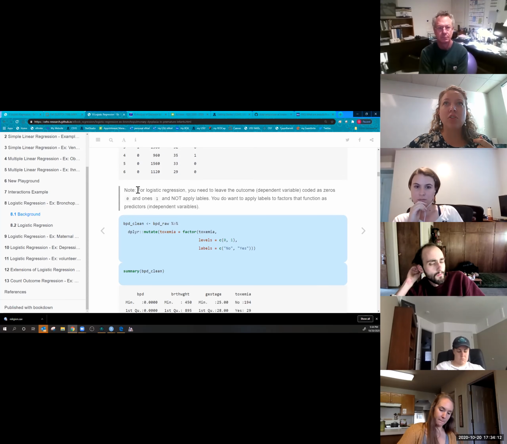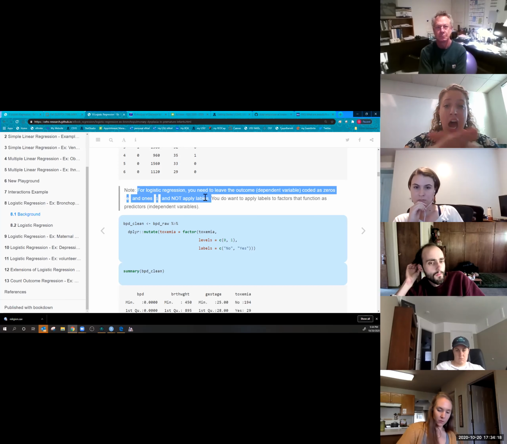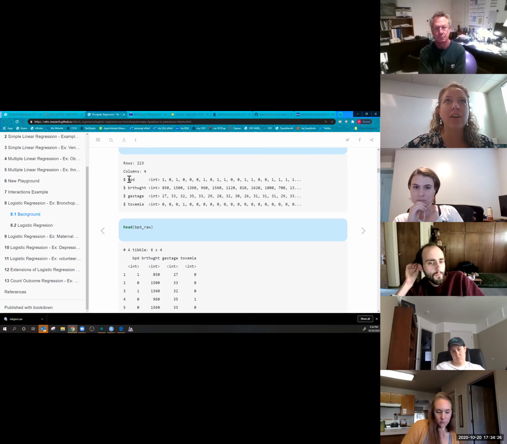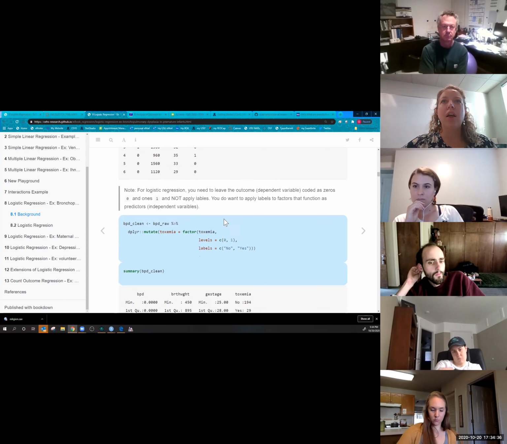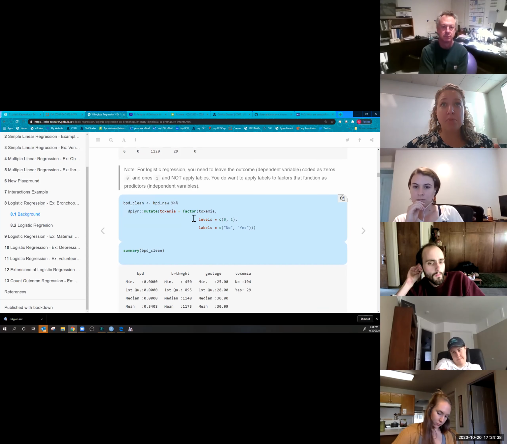So for logistic regression, you need to leave the outcome dependent variable coded as zeros and ones. You do not want it to be a factor. You do not want it to be labeled. You want it to be a DBL, that's what it says right here, or an integer. So we see just zeros and ones. You don't want to have letters or words in your outcome variable, or else it won't fit. It'll throw a warning. But your predictor variables can be.